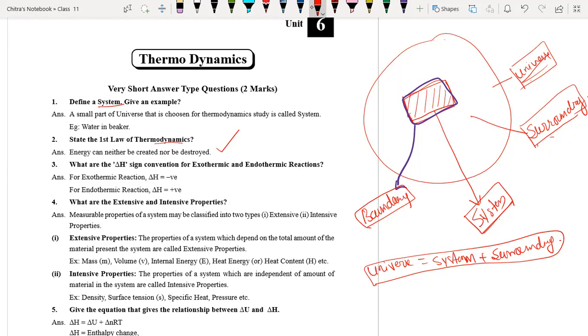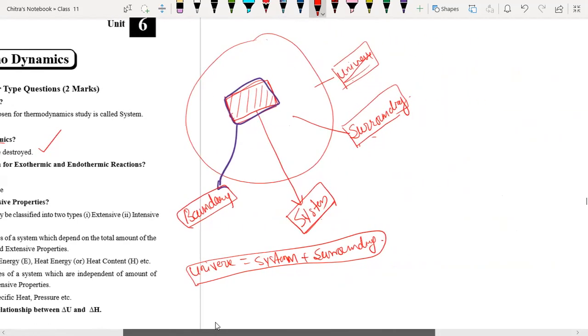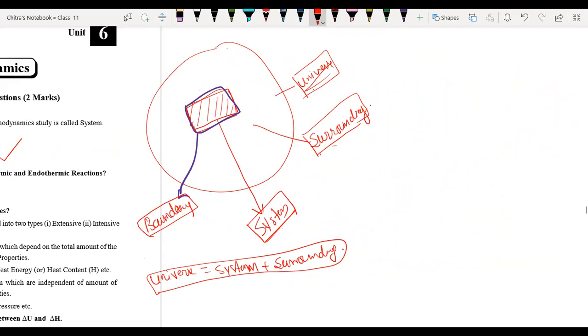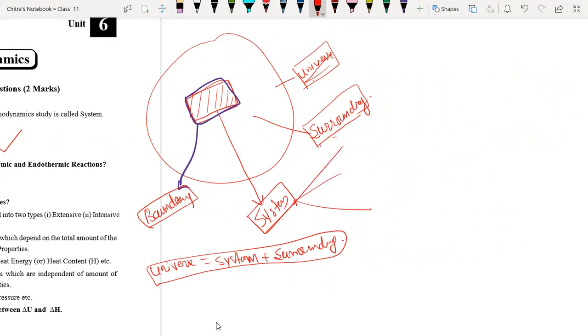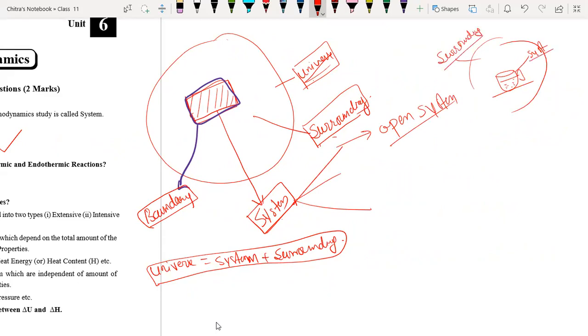Now we are going to understand the types of system. There are three types of system. One is called the open system. Suppose we have a cup of tea here, a hot cup of tea, as we can see. This is the system, and here we have the surrounding. System and surrounding. Understood?